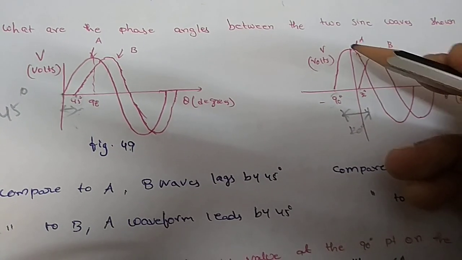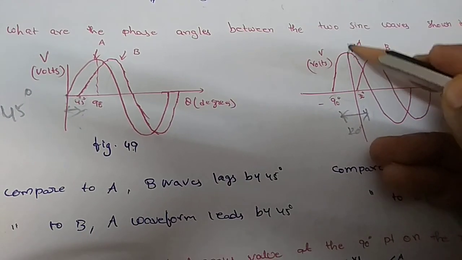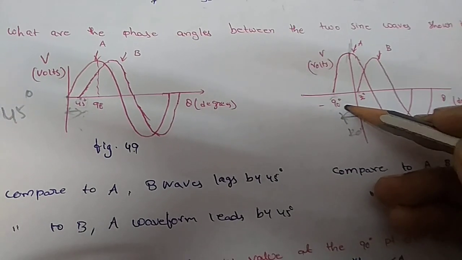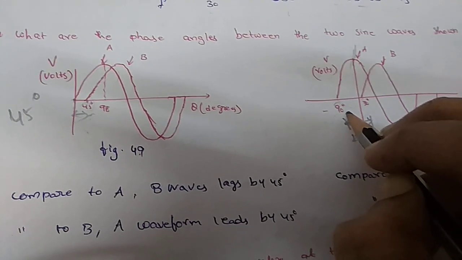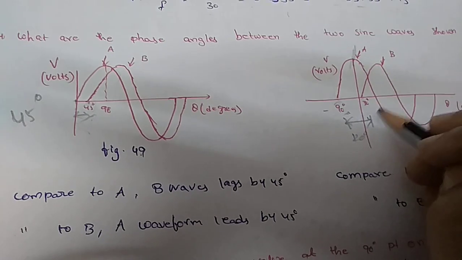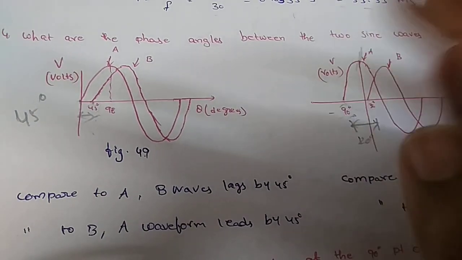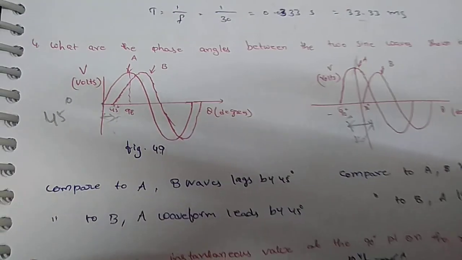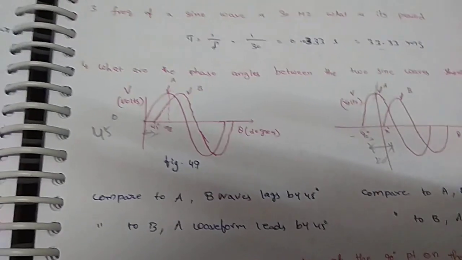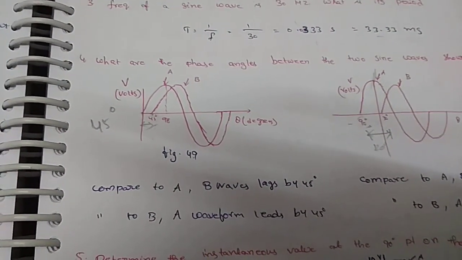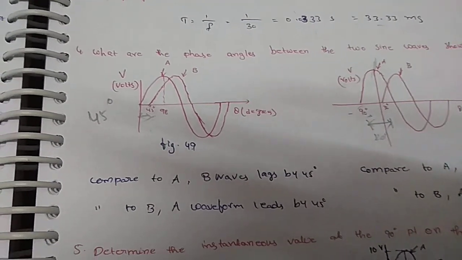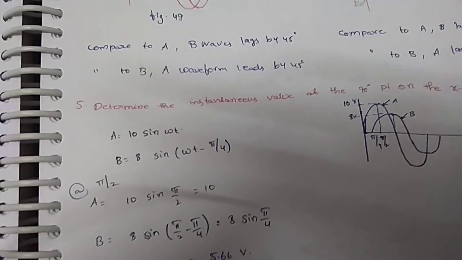If in the same question they ask for the phase angle with reference to the axis, the A waveform is leading by 90 degrees and the B waveform is lagging by 30 degrees. This is also a point, because they don't always ask with respect to the two waveforms; they may ask with reference to the axis also. So try to remember that.